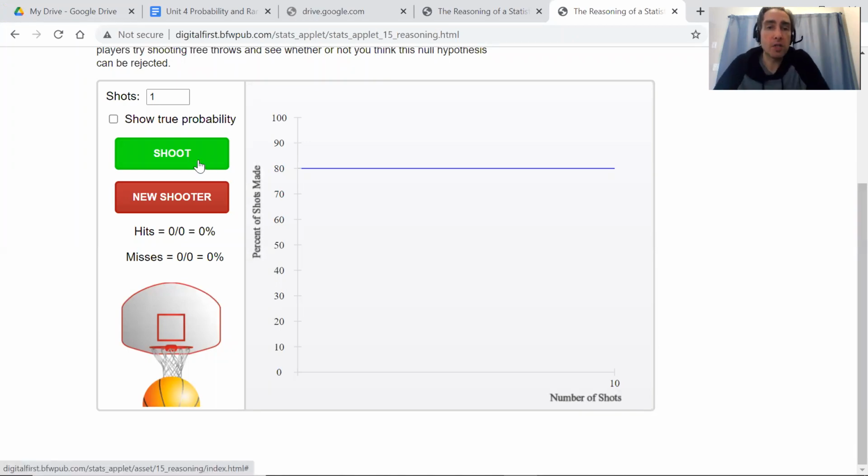So after one shot, oh, I made the first shot. You can see 1 out of 1, 100%. So we're hitting 1 for 1. So you could argue, well, my free throw percentage is 100%.